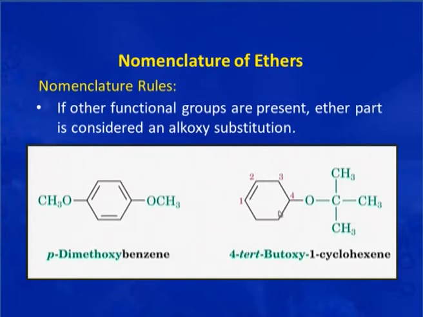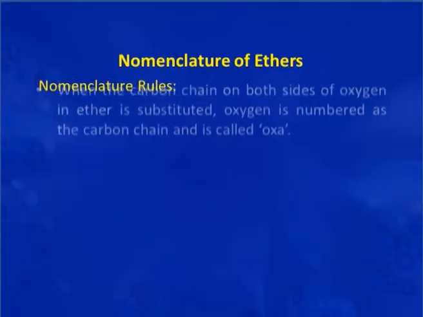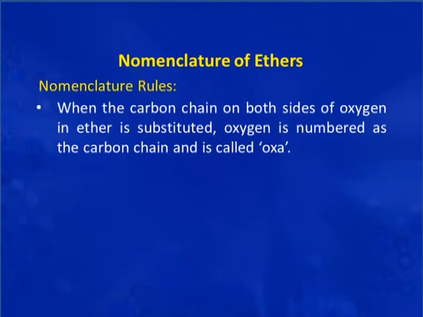In this case, this is a cyclohexene, and since you know that the double bond if present in a cyclohexane ring gets preference over other substitution, we will number the molecule from this carbon atom which has the double bond, and that is why at position 4 of cyclohexene we have a tertiary butyl substitution. The name of the molecule is 4-tertiary butyloxy or 4-tertiary-butoxycyclohexene.